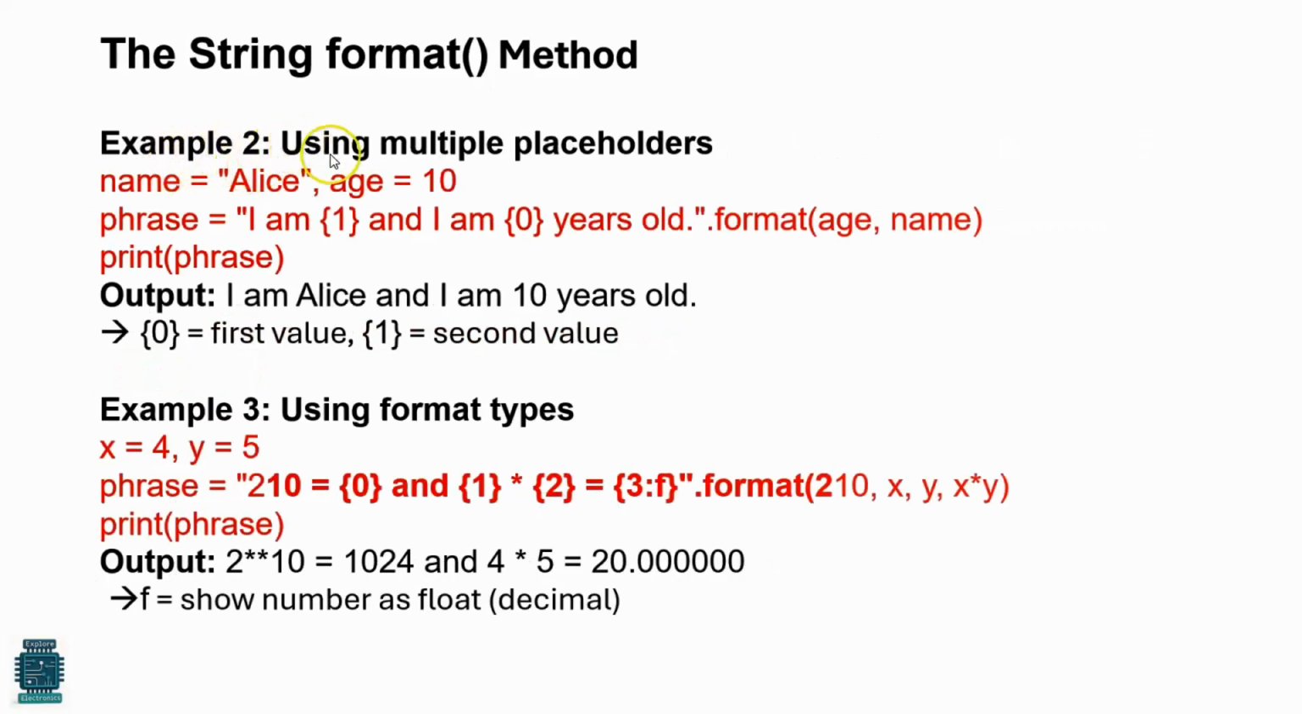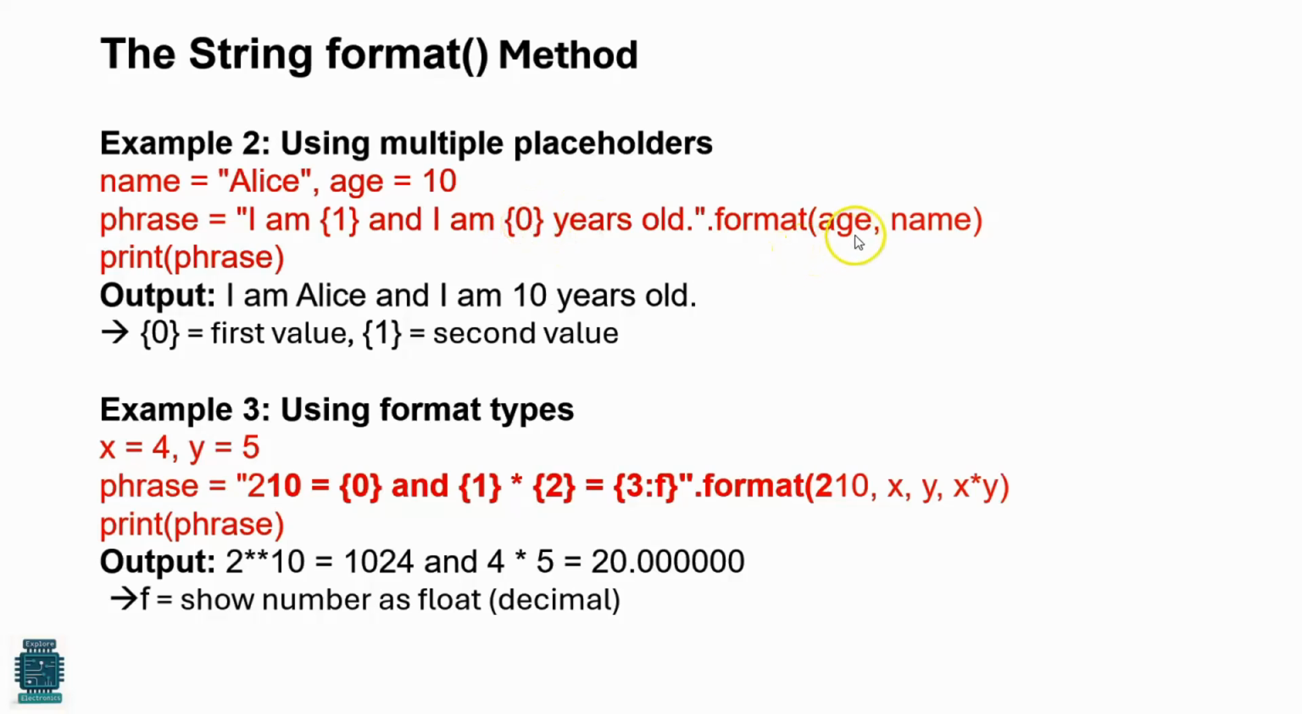The second example is using multiple placeholders. I have taken name is equal to Alice and age is equal to 10. Phrase is equal to "I am {1} and I am {0} years old". Here I have taken dot format age and name. Age is 0 and name is 1. Where is 0? Let us find out in the phrase. Here we can find 0.